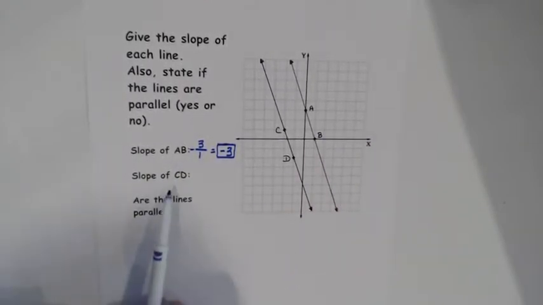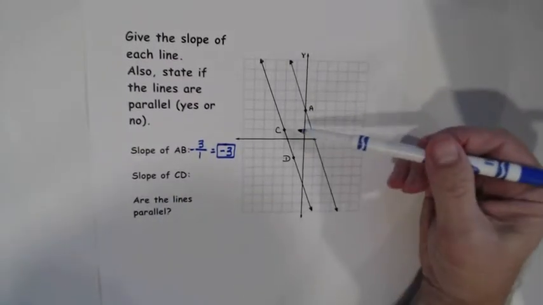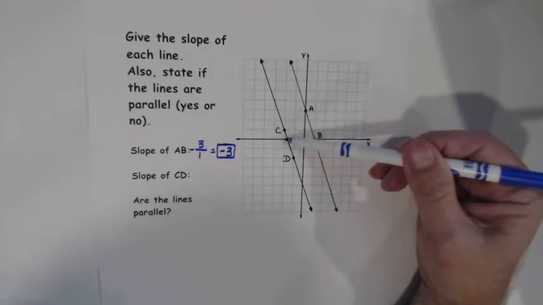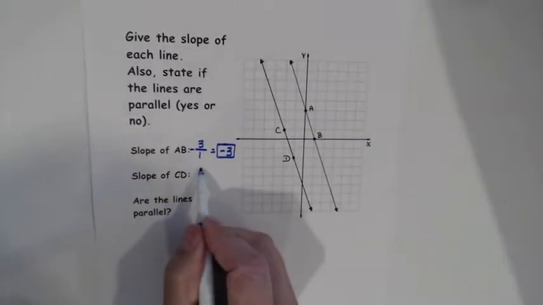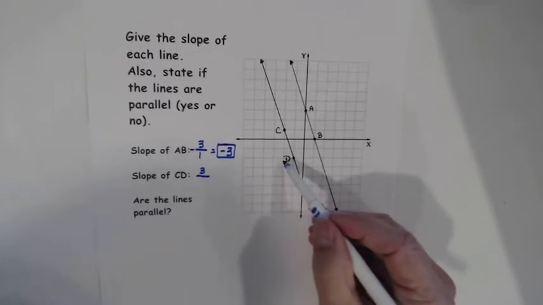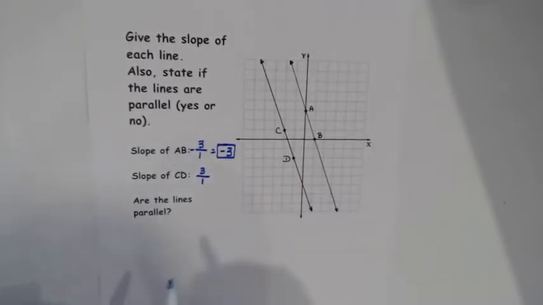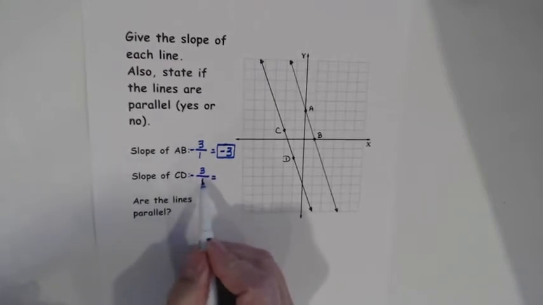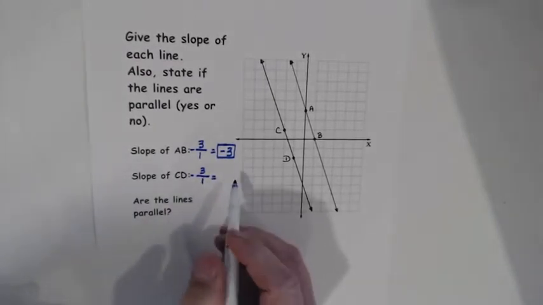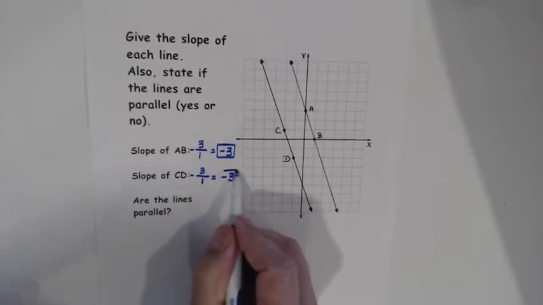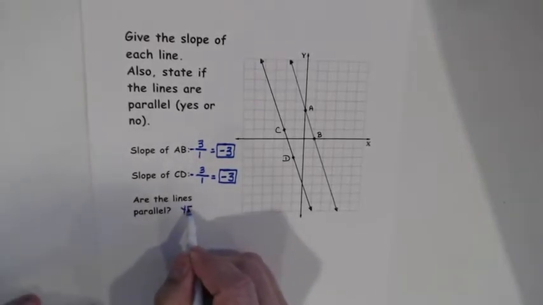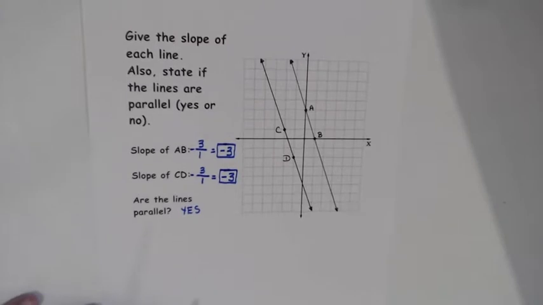Now I need to find the slope of CD. So again, I'm going to start with this one right here. Travel to D, going up and down first. 1, 2, 3. Put 3 in the top. Over 1, 1 in the bottom. And I see that this is going down, so it's negative. Again, I'm able to divide these numbers. 3 divided by 1, negative 3. So are the lines parallel? Yes. And the reason why? They have the exact same slope.